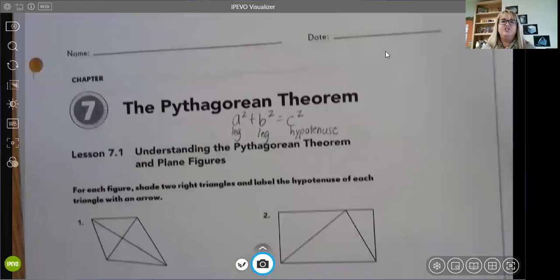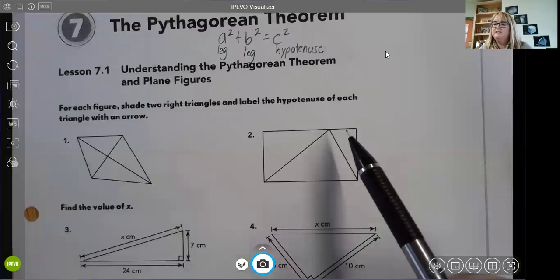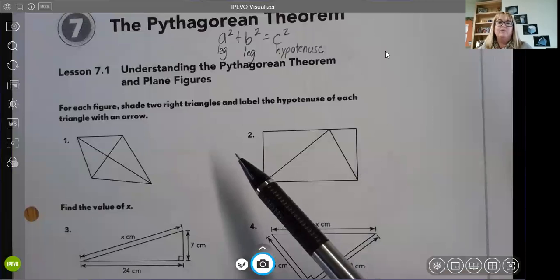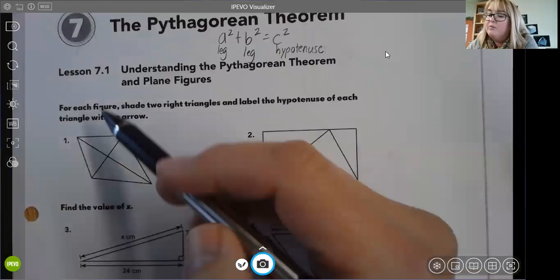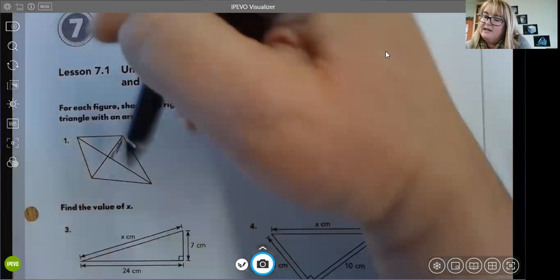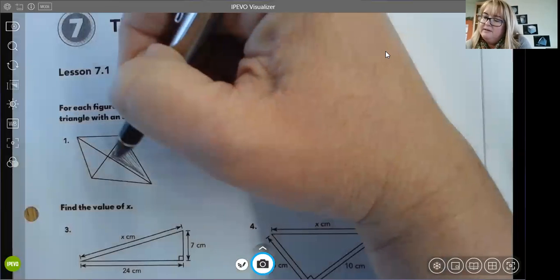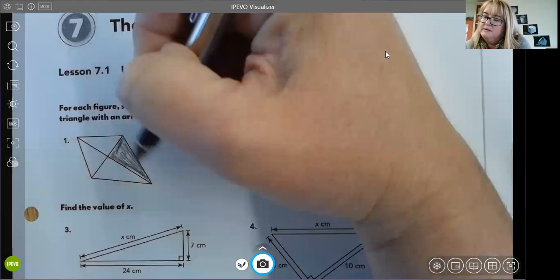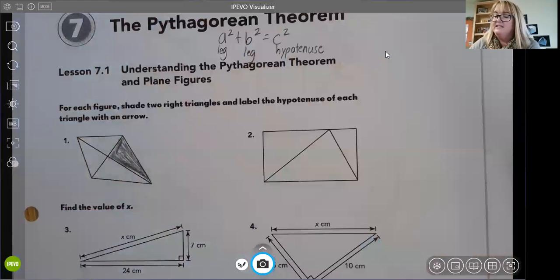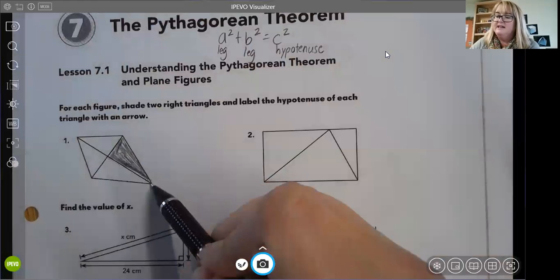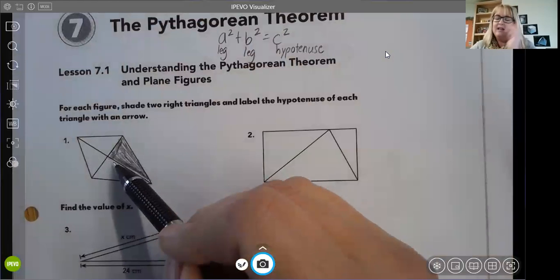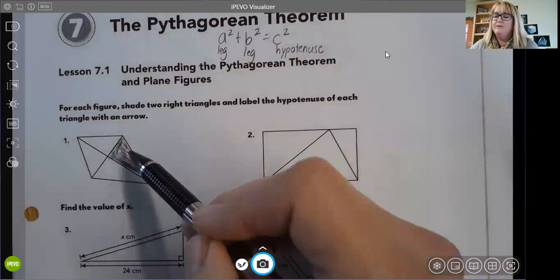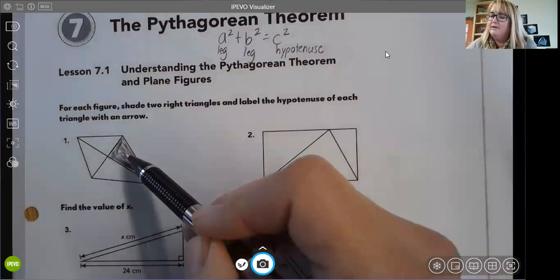1 and 2 asks you to shade two right triangles and label the hypotenuse of each triangle with an arrow. Now 1, there are several you can choose from. Remember that the hypotenuse is the longest side. So if I were to shade a right triangle on number 1, it may be this one. Okay, so we just shade it. Now the triangle has 3 sides. There's this side, and then this side. These two, the two sides that make up the right angle in the right triangle, are your legs. The hypotenuse is always opposite of the right angle, and it is also the longest side of a right triangle.